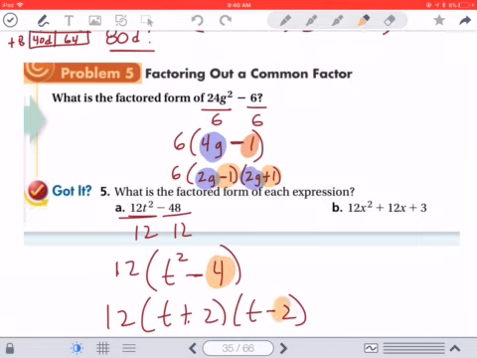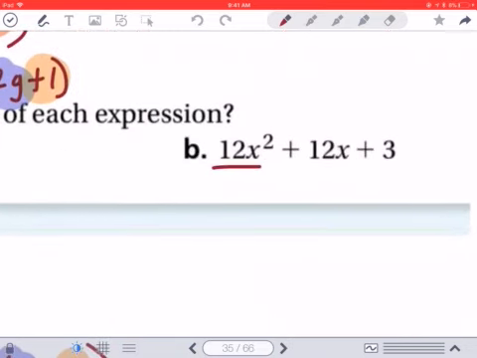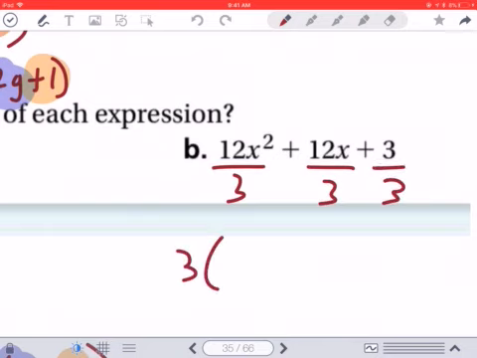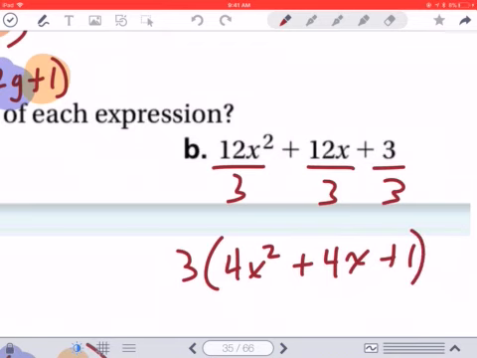So my 4 factors into 2 and negative 2. And then my t squared is t and t right there. Okay, the next one, what can you do with part B when you factor something out? Well, you can factor out a 3 from all of these first. So you always want to look to factor out something first. So I factor out a 3, and I'm left with 4x squared plus 4x plus 1.